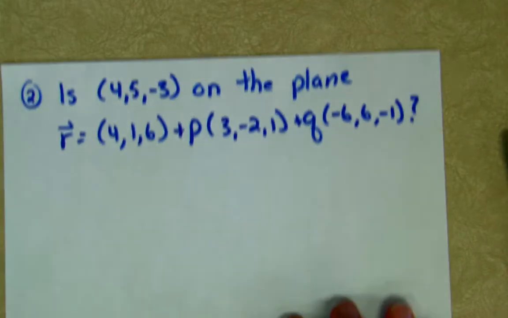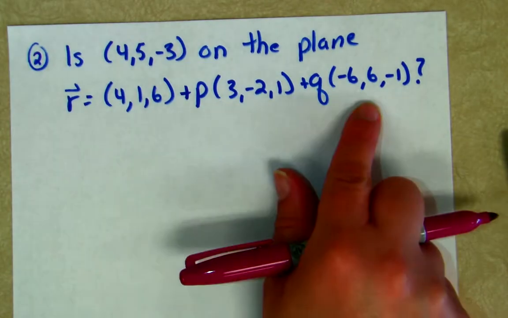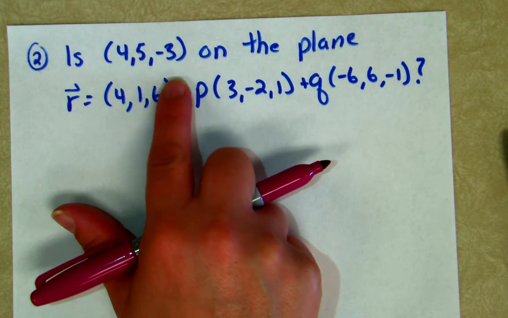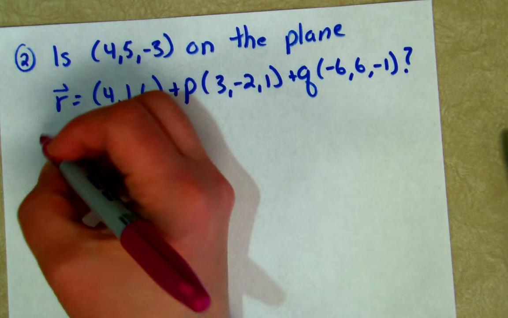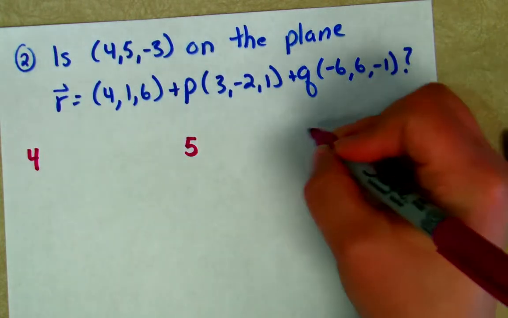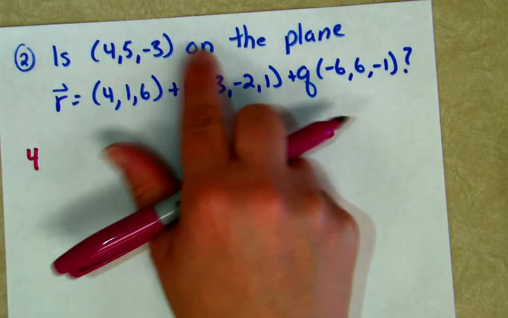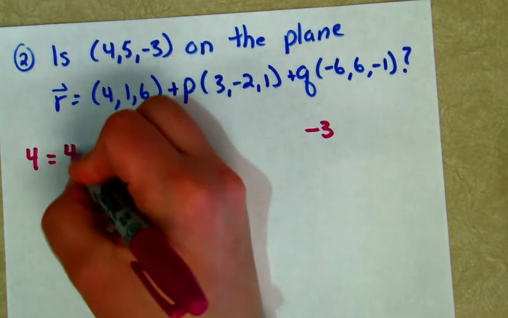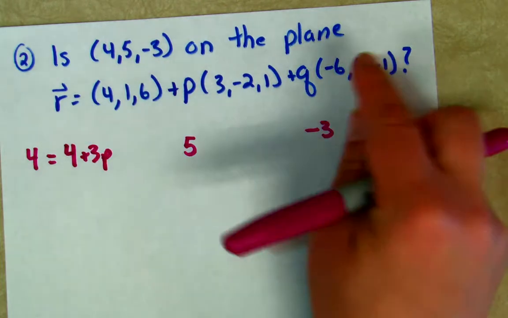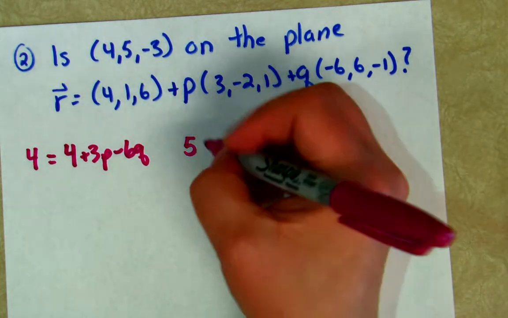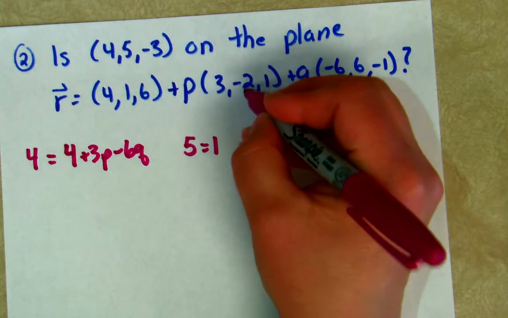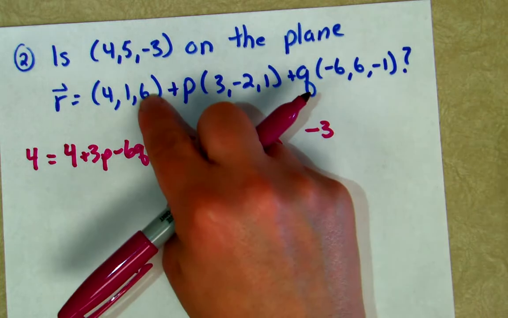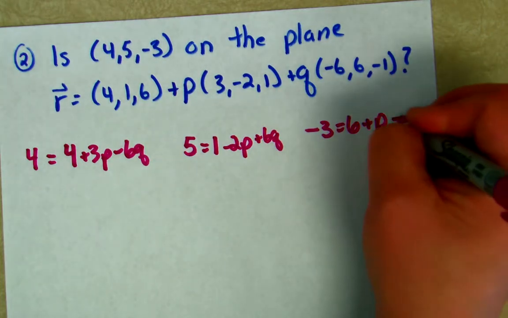So example 2. I have the equation of a plane, and I know it's a plane because I have 2 parameters and 2 directions, and they have a point, and they want to know, is this point 4, 5, -3 on this plane? So what I'm going to do is take the x, the y, and the z from the point, so 4, 5, -3, and set it equal to the x, the y, and the z from the plane. So the x is going to be 4 plus 3p minus 6q. The y is going to be 1 minus 2p plus 6q. And then -3 is going to be 6 plus p minus q.